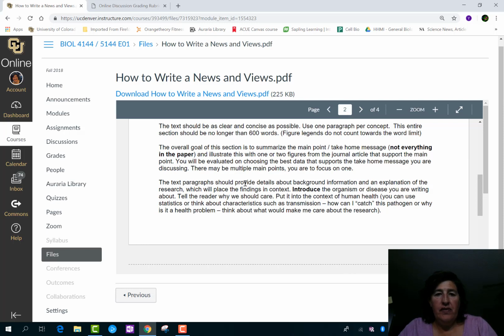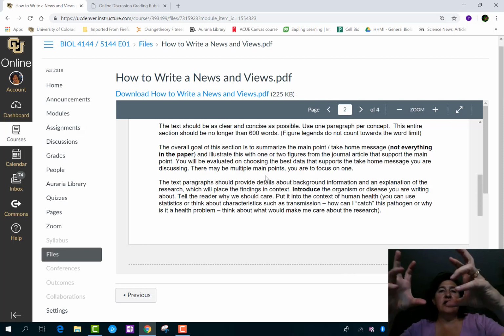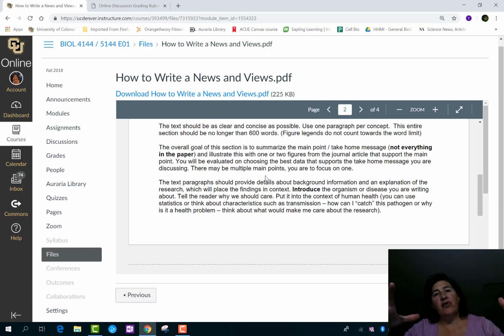So the overall goal of this section is to summarize a main point, a take-home message, not everything in the paper. And you're going to choose the best data that supports the take-home message. I'm going to give you a little video on how to create your own figure by taking data from the paper. So you're not going to make up data. You're actually going to take chunks of their results and put together your own figure.